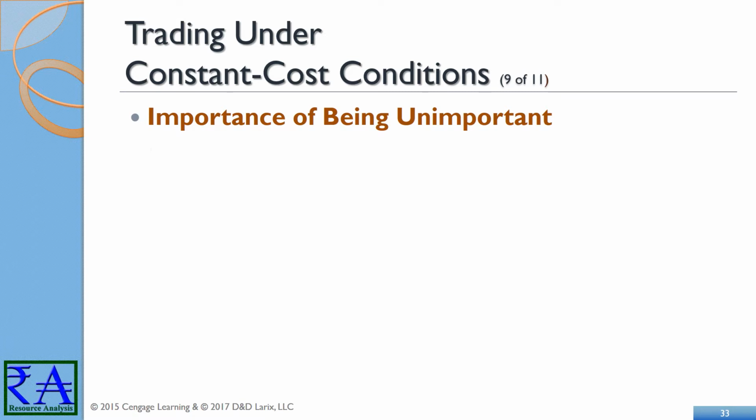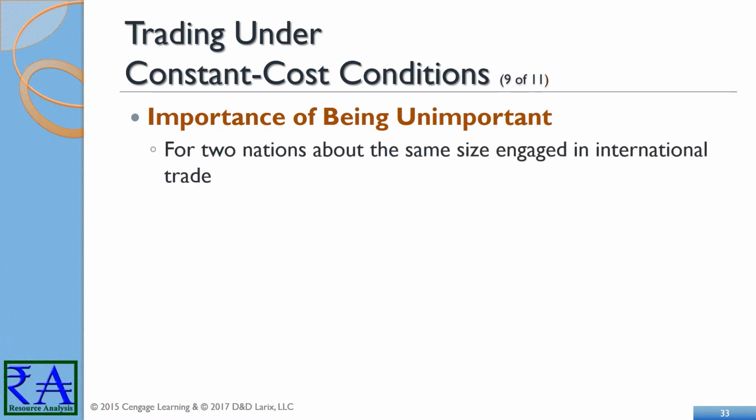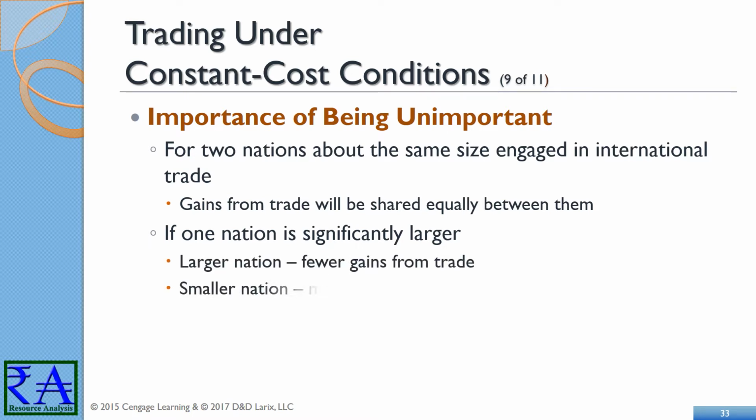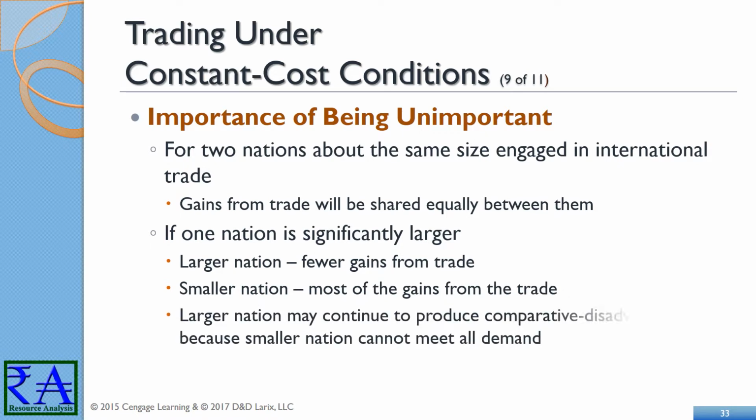Flying under the radar can benefit the smaller country. Although it cannot edge out the larger nation when producing goods, it can increase its own production, knowing that its products will find a trading home because of price advantages in the trading market. The larger nation will continue to produce comparative disadvantaged goods because the smaller nation will not be able to increase its production to meet cold market demand, at least not in the short run.